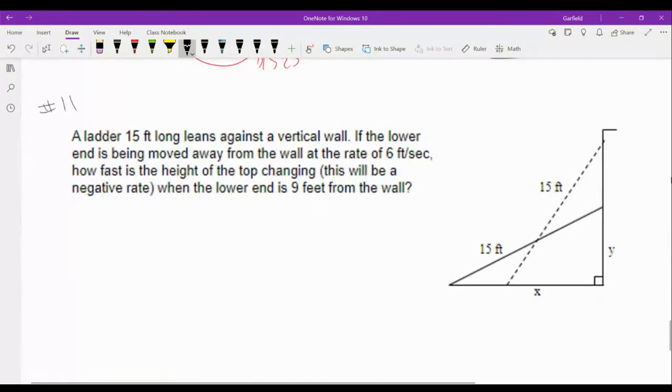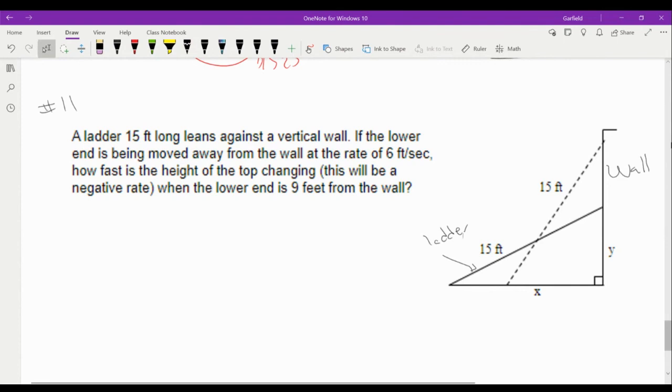So it says a ladder 15 feet long leans against a vertical wall. So this is a wall over here. This is our ladder. If the lower end is being moved away from the wall at a rate of 6 feet per second, how fast is the height of the top changing?